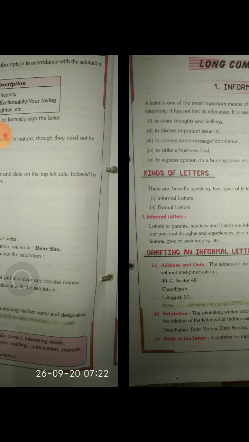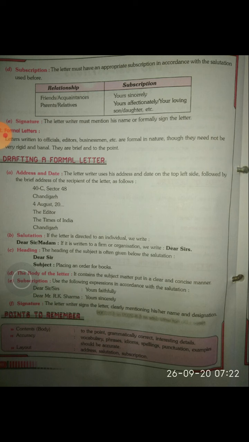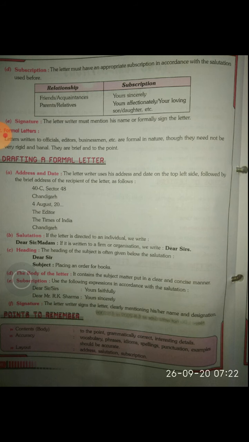Third point, body of the letter. It contains the main idea or ideas the letter writer wants to convey. Now, the next point comes, that is subscription. The letter must have an appropriate subscription in accordance with the salutation used before. Suppose relationship, to whom you are writing the letter. Suppose he is your friend or some acquaintance, or he may be your parents, or the person may be your relatives.